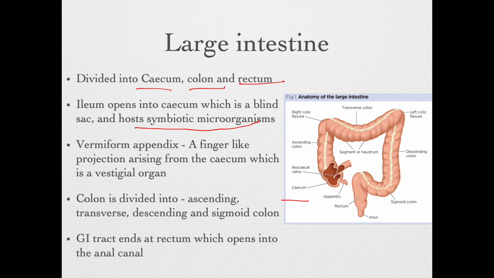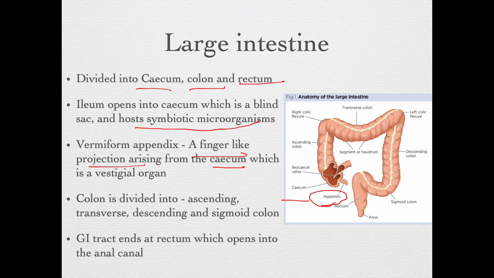The vermiform appendix is a finger-like projection arising from the cecum, and this happens to be a vestigial organ, and here is the picture of the vermiform appendix. An important correlation that can be made to the vermiform appendix is that there is a condition called appendicitis, which is inflammation of the appendix, and this presents as severe abdominal pain. The treatment normally is a procedure called appendectomy, where the appendix is surgically removed.